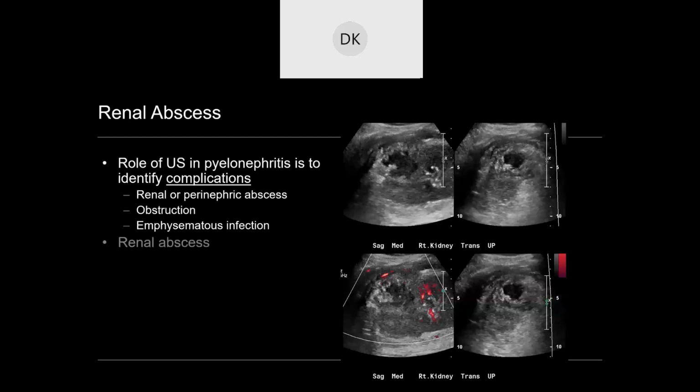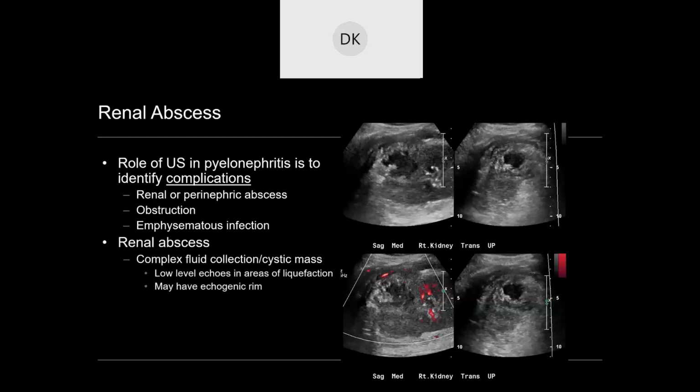So with renal abscess, as in this case, you'll see a complex fluid collection or a cystic mass. And you'll have these low-level echoes where there's liquefaction here. And it may have an echogenic rim depending on the maturity. So early abscesses will not have a rim. Later on, they'll start to develop this rim. This one was fairly mature. And the problem is it can be solid and sometimes difficult to differentiate from neoplasm. So that's similar to liver abscesses when we have the infection Klebsiella pneumoniae. That can often look like a solid mass, but it's actually just an abscess.